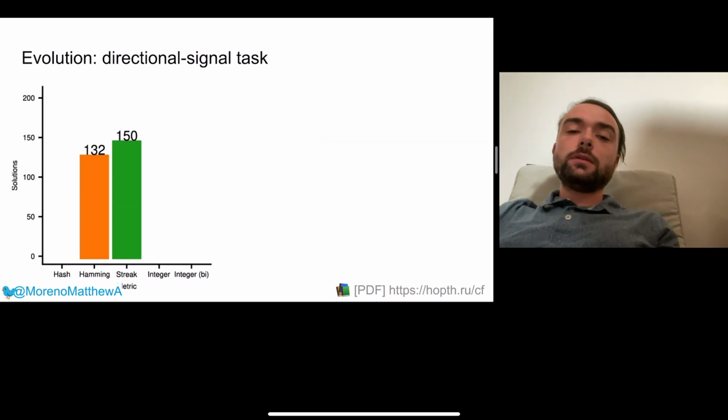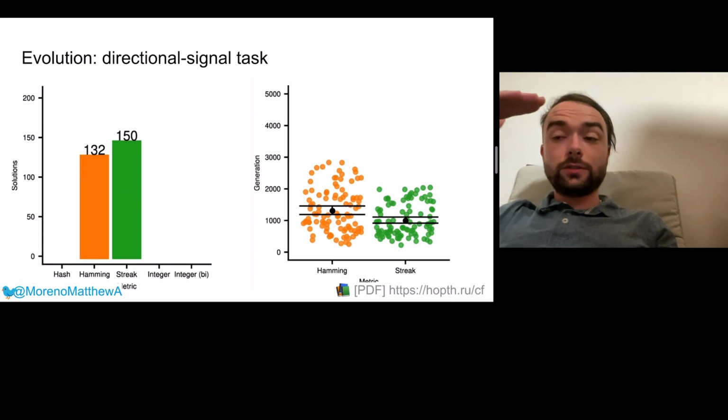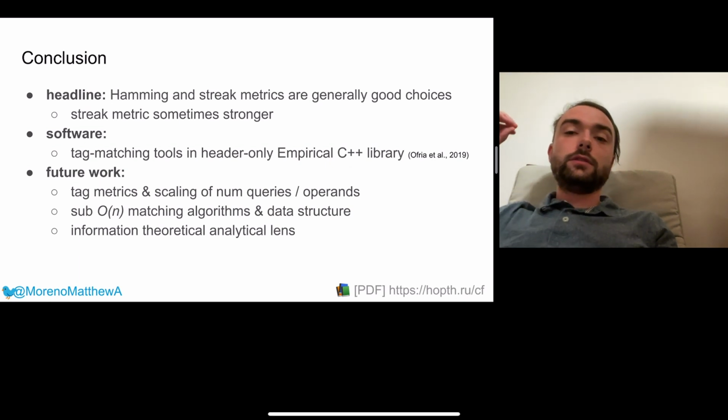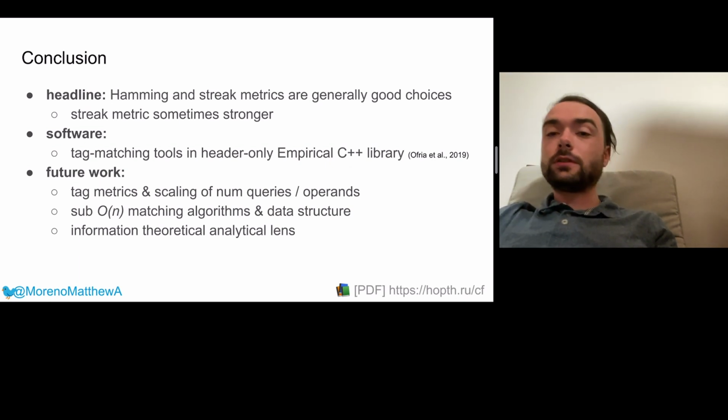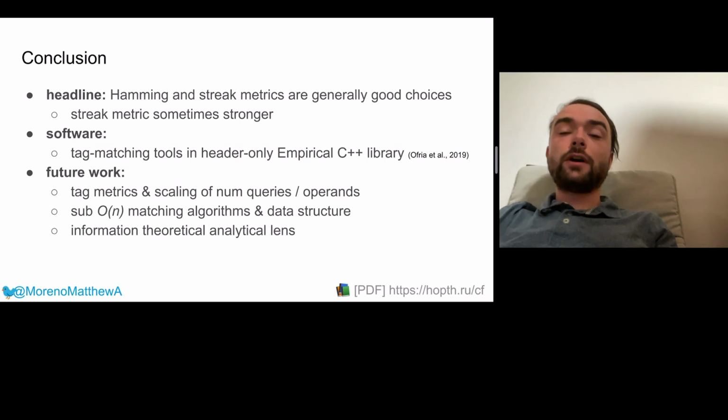However, looking more closely at the Hamming and streak metrics, we were able to see that the streak metric was able to facilitate significantly faster adaptive evolution than the Hamming metric, reaching solutions in significantly fewer generations. So the headline takeaway here is that the Hamming and streak metrics are generally good choices, with the streak metric appearing to be stronger in some circumstances. The other thing to plug is that all the software used is open source and hopefully can facilitate applications of these methods in other projects.